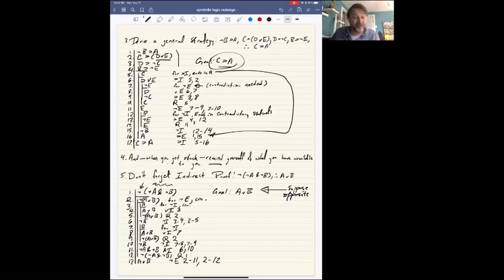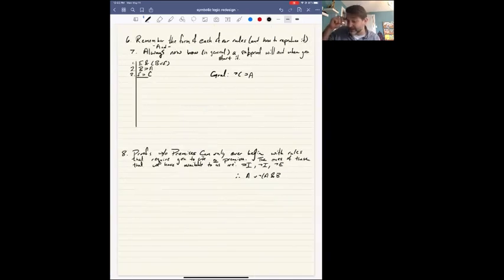Okay, so an indirect proof was very helpful to us there. Indirect proof, you just assume the opposite of what you want to show. Show that that thing leads to a contradiction, and that gives you the opposite.